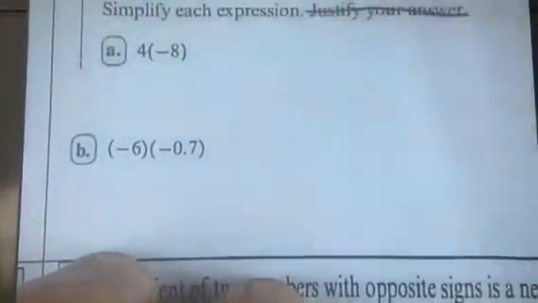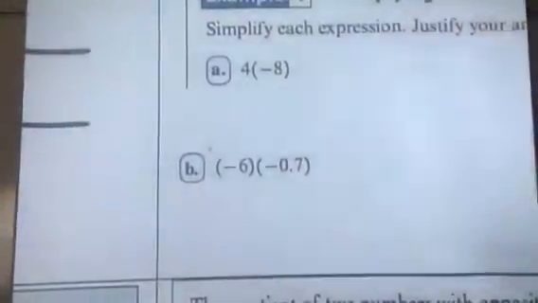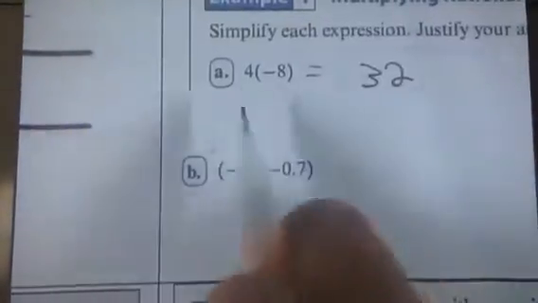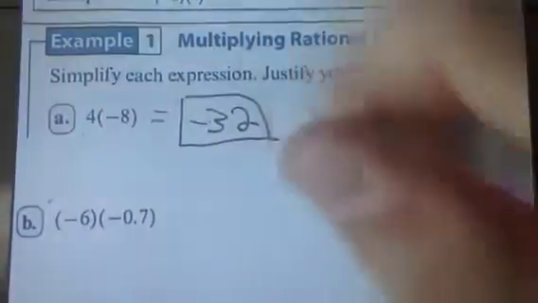It says we're not going to worry about justifying for this part. 4 times a negative 8. Actually, let's do justify for this one. I lied. Let's justify. 4 times negative 8. So all you've got to do is multiply those two. 4 times 8 gives me 32. If you need to use this number sign right here, we see that we've got a positive times a negative. So a positive times a negative gives me a negative. So this should be a negative 32. Box it in.